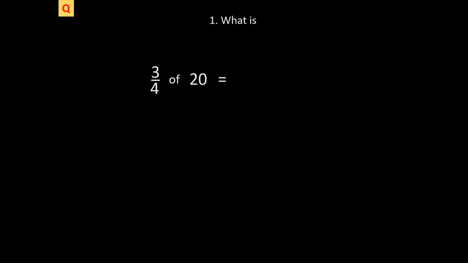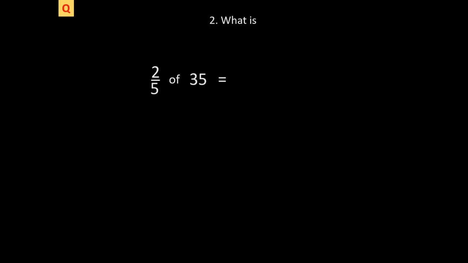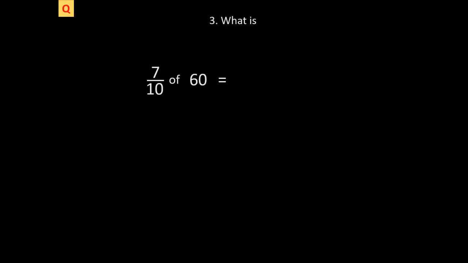Okay, how did you get on? So let's have a look. What is 3/4 of 20? Well, that's what we've got to do. Divide by the bottom, times by the top. So 20 divided by 4 is 5, times by the top, 5 times 3. So 3/4 of 20 is 15. 2/5 of 35. So you're going to get fed up of seeing that red and yellow box, I think, aren't you? Let's have a look. 35 divided by 5 is 7, and then we multiply by 2. 7 2s, 14.